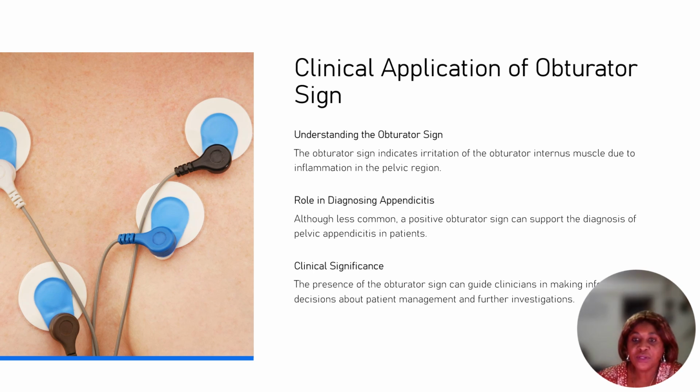So let's look at some clinical application of the obturator sign. The obturator sign indicates irritation of the obturator internus muscle due to inflammation of the pelvic region. Again, straightforward. Although less common, a positive obturator sign can support the diagnosis of pelvic appendicitis. But again, you're going to get a CT abdomen, but it gives you at least some indication with all the other stuff you've done. The presence of the obturator sign can guide clinical decision making about the patient, management, and further investigation to get your CT.